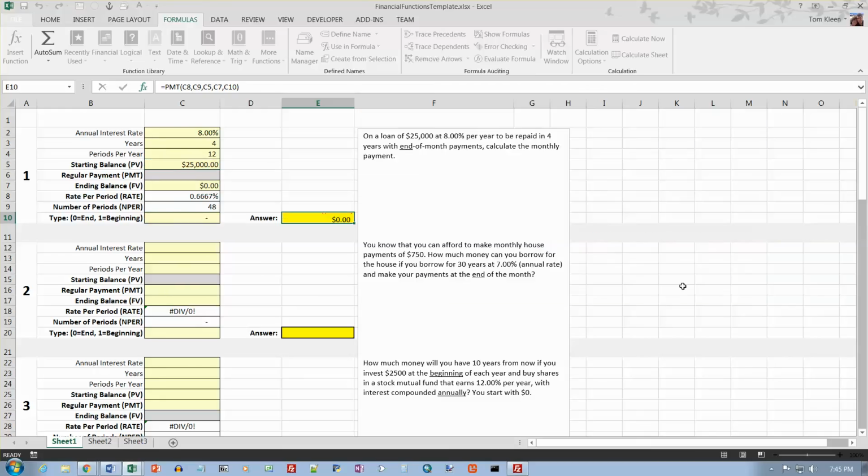Click on OK. And payment's always a negative number, so that's why it's red. That's why it's in parentheses. And so your payment would be $610 for 48 months to pay this amount of money back.